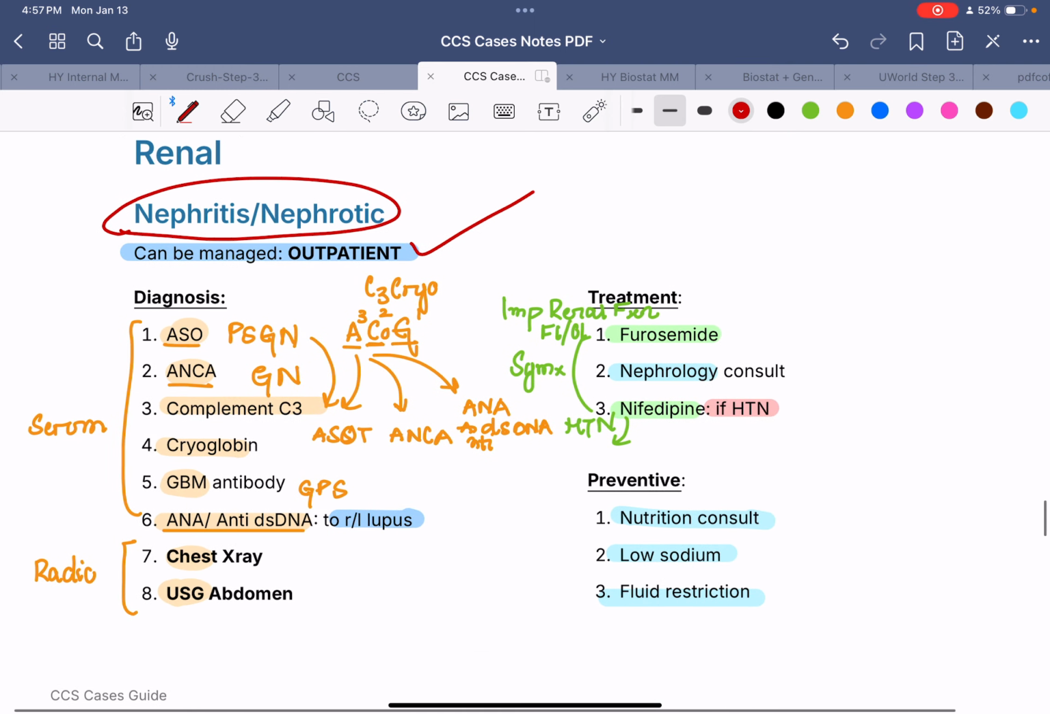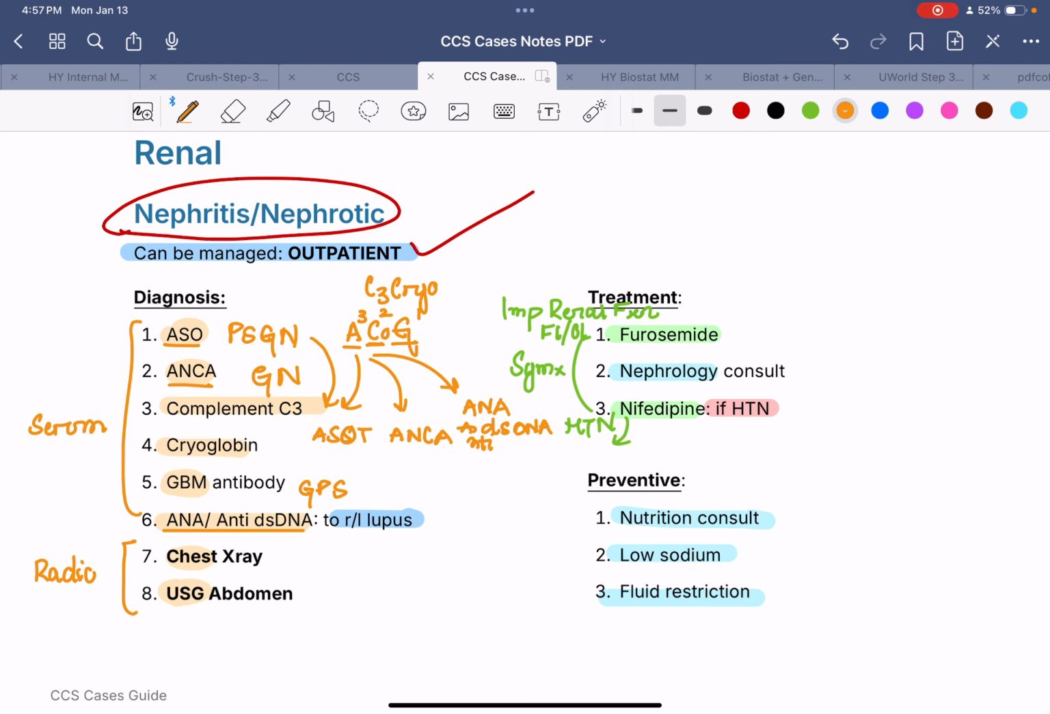So for this as well, for nephritic and nephrotic syndrome, again, they are very important, and I have divided them into two main types of diagnosis, right? So first diagnosis would be we are going to do something in the serum, and second is that we are going to do something radiologically. So radiologically is, of course, very easy. Do something for the chest and do something for the abdomen.